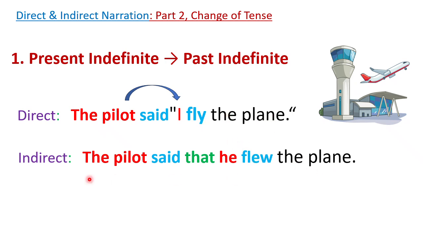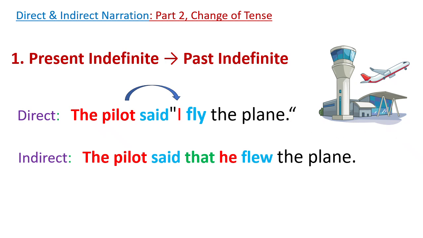The plane is the same. So what is the sentence now? The pilot said that he flew the plane. So you can see present indefinite is changed into past indefinite. Present indefinite we normally use for actions which happen again and again, or when we talk about routines, right? So here you can see that we are talking about the routine.